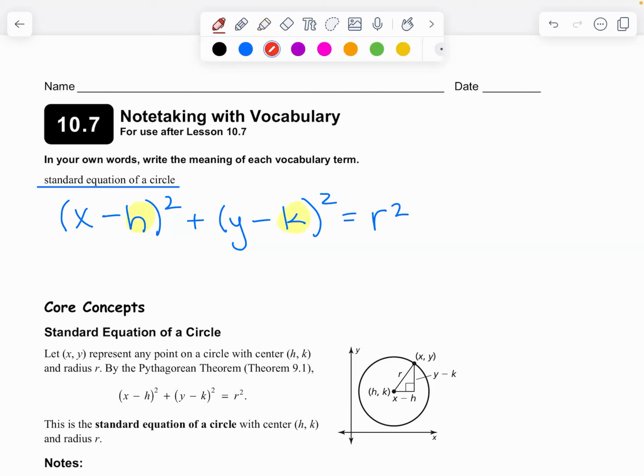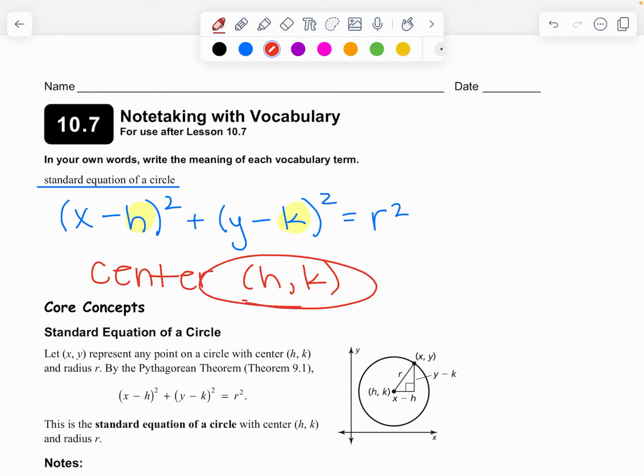(h, k) is going to be the center of our circle. So yes, the x minus h is affecting it left and right, and the y minus k is affecting it up and down. So specifically, it's going to tell us exactly where the center is. Now, something we're going to have to be a little bit careful with is that it's x minus h and y minus k.